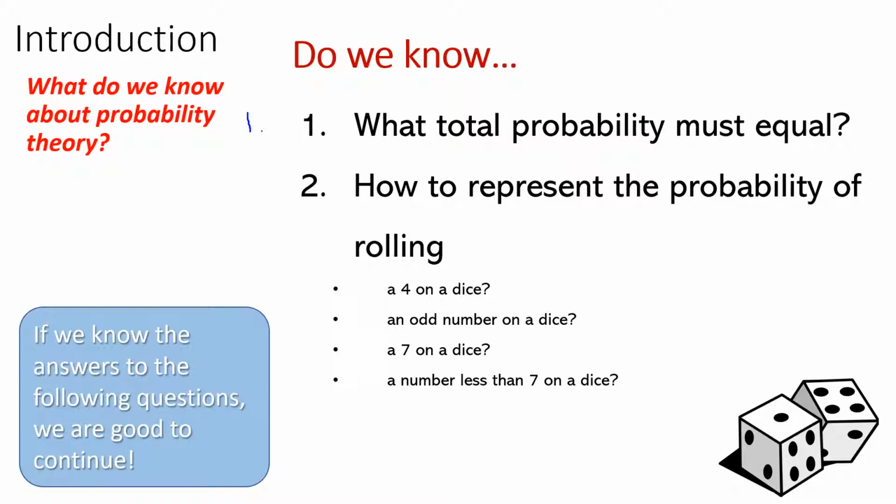So how to represent the fraction of rolling a 4 on a dice? Well, that's 1 out of 6, because there only is one 4 on a dice. An odd number on a dice? Well, there are 3 odd numbers, 1, 3, and 5. So the probability or fraction is 3 out of 6. And the probability of rolling a 7 on a dice? Well, it's impossible. There is no 7 on a single dice. So we represent impossible with the number 0, although you could write 0 out of 6. And similarly, a number less than 7 on a dice, it's impossible not to, because 1, 2, 3, 4, 5, and 6 are all on a dice, and they're all less than 7. So you can write 6 out of 6, or 1.